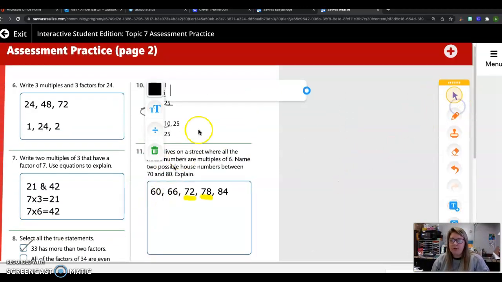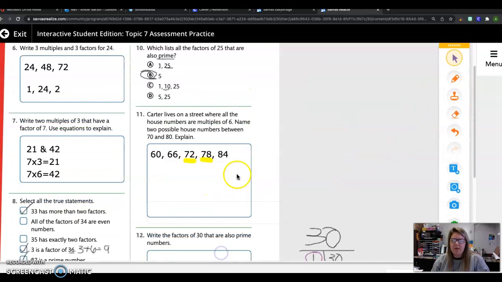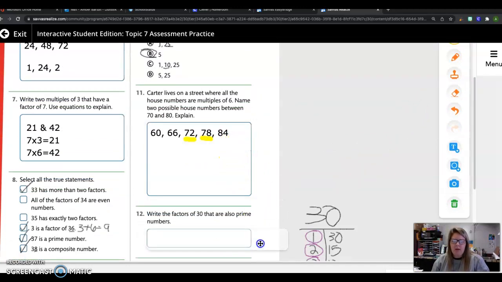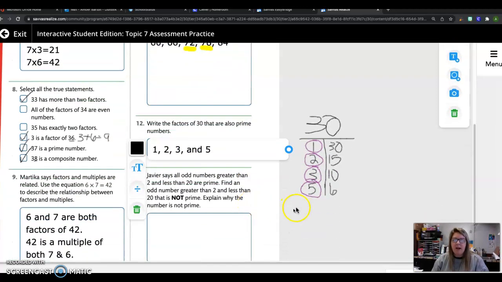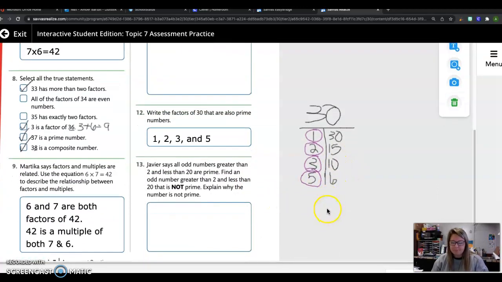So if I were going to list out my answer for number 12, I would say 1, 2, 3, and 5 are the prime numbers that are factors of 30.